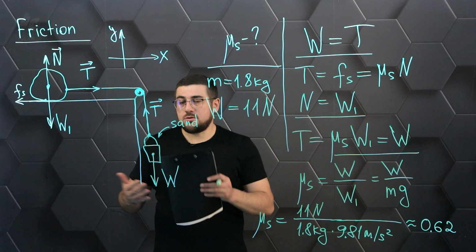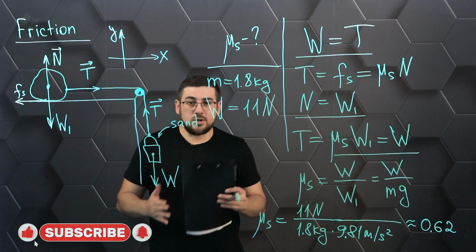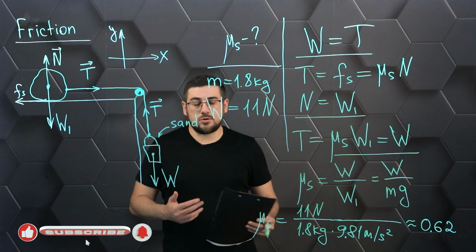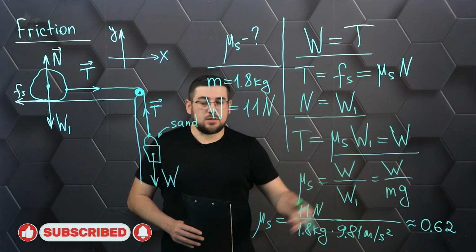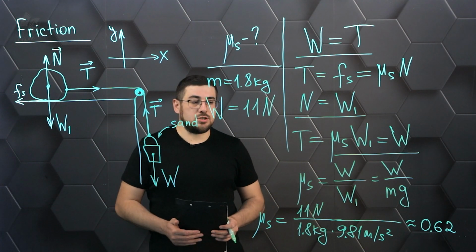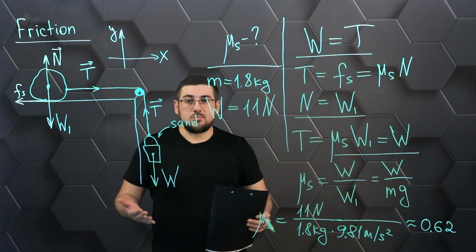Let me remind you that its value can range from 0 to 1 if we take the lower and the upper boundary, so you can estimate the correctness of the solution to your problem by the answer. So, this is the first problem solved.